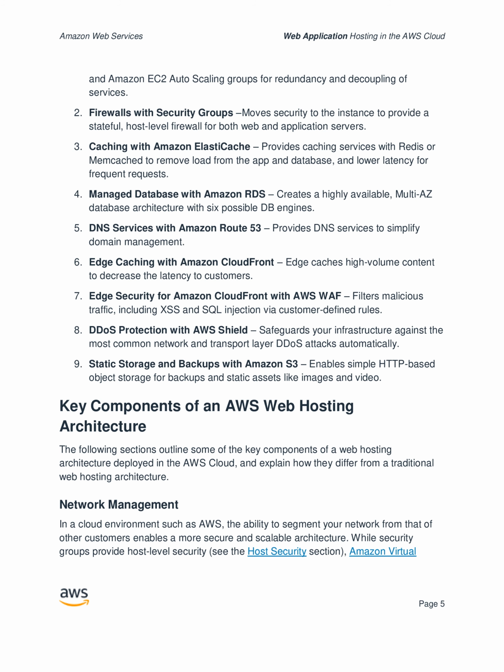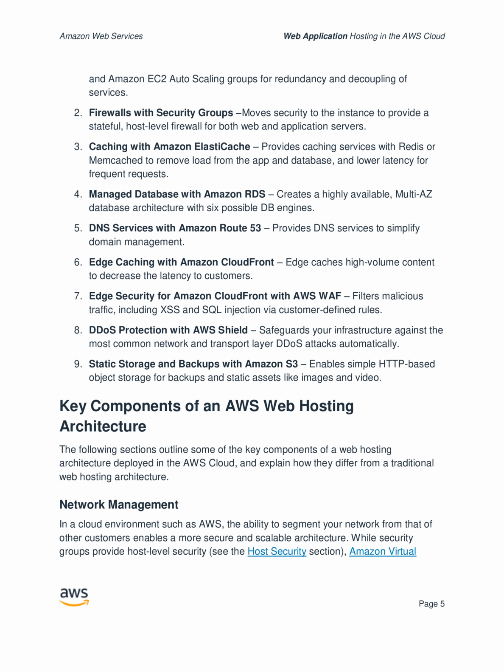2. Firewalls with security groups moves security to the instance to provide a stateful, host-level firewall for both web and application servers. 3. Caching with Amazon ElastiCache provides caching services with Redis or Memcached to remove load from the app and database, and lower latency for frequent requests. 4. Managed database with Amazon RDS creates a highly available, multi-AZ database architecture with 6 possible DB engines.